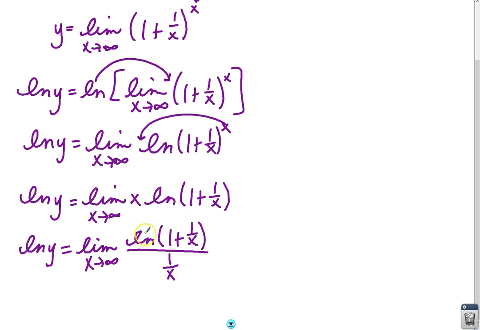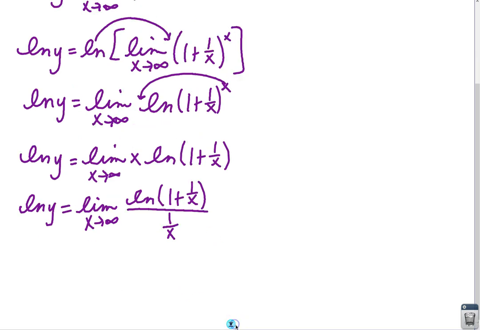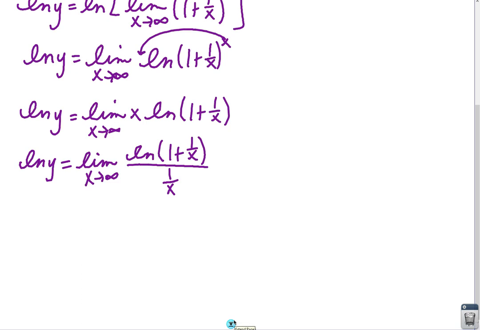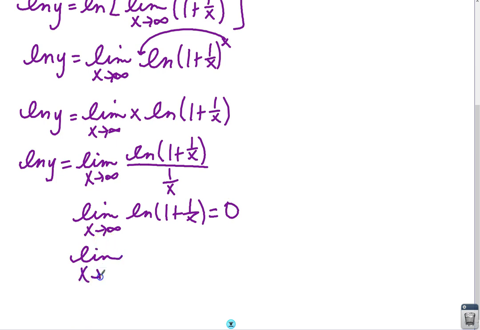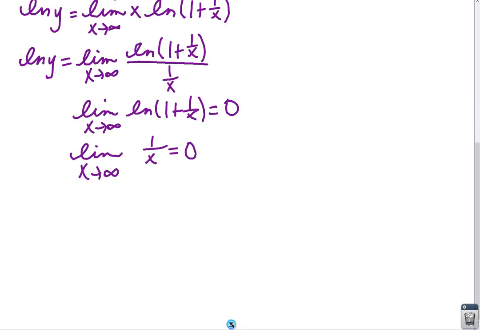So now I have it in the form that I can actually use L'Hopital's, because I can't use L'Hopital's unless I have a fraction. So now I'm going to take the limit as x approaches infinity of the top, and I get 0. The limit as x approaches infinity of 1 over x is also 0. I can apply L'Hopital. How nice. Okay, so I'm going to apply L'Hopital's.